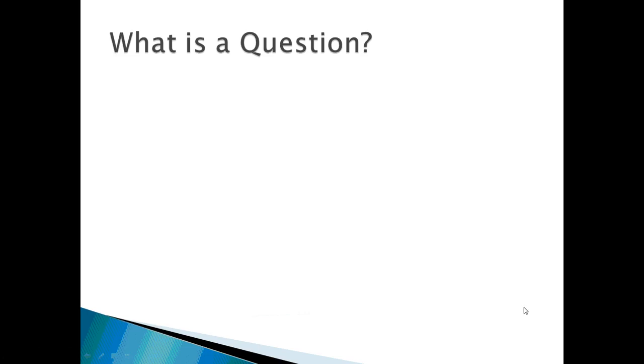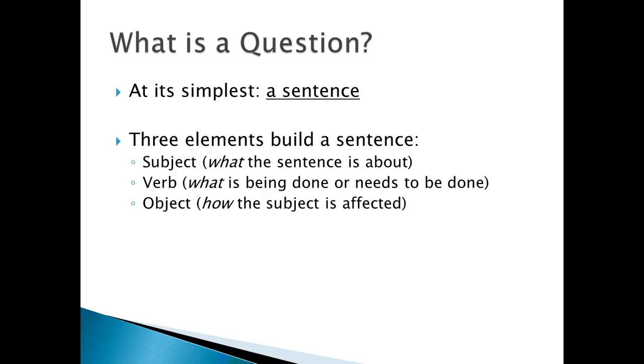Alright, so the very first thing that we need to consider when we're working out what makes up a HSC exam question is, what is a question? And at its simplest form, it's a sentence. And the sentence is made up of three parts. There is a subject, a verb, and an object. A subject is what the sentence is about. The verb is what is being done or what needs to be done. And the object is how the subject is affected.